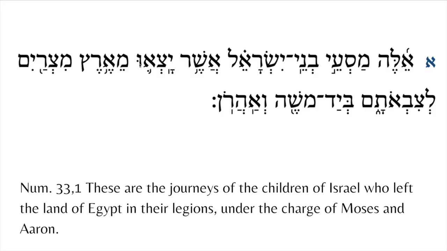And then we have a vav with a dot through it, so this says u. So this is u. Yatse-u. Okay? Yatse-u. And this means, literally, they left or they went out. This vav right here makes it plural, they. This yud right here makes it third person, they. The u makes it plural. So this u, yatse-u.